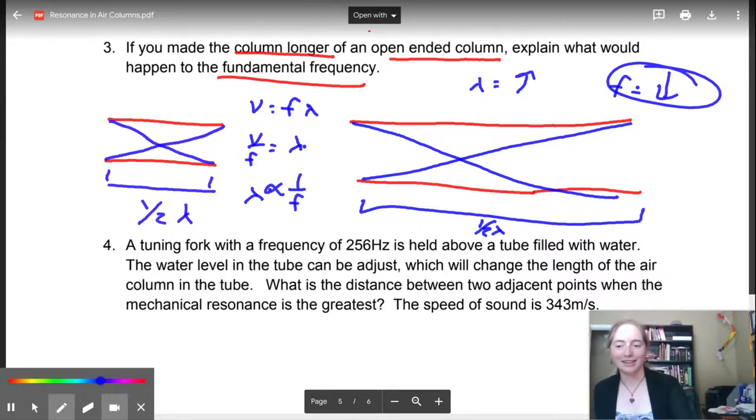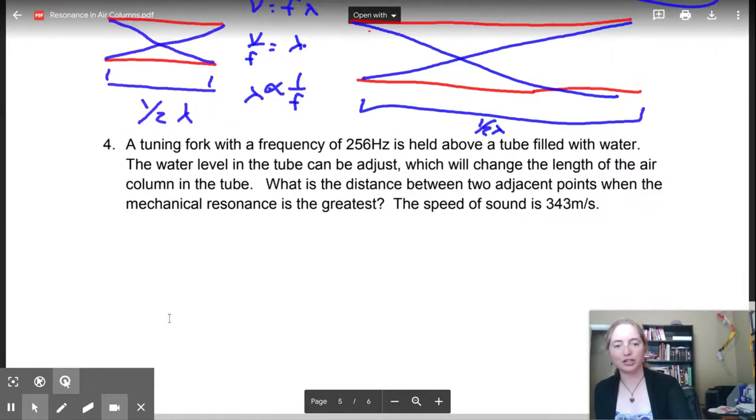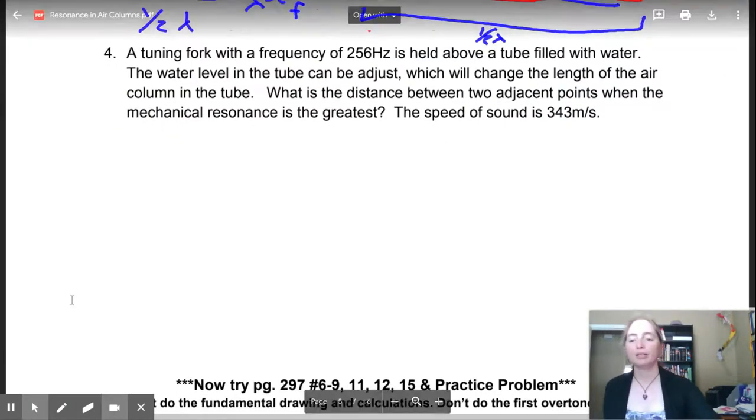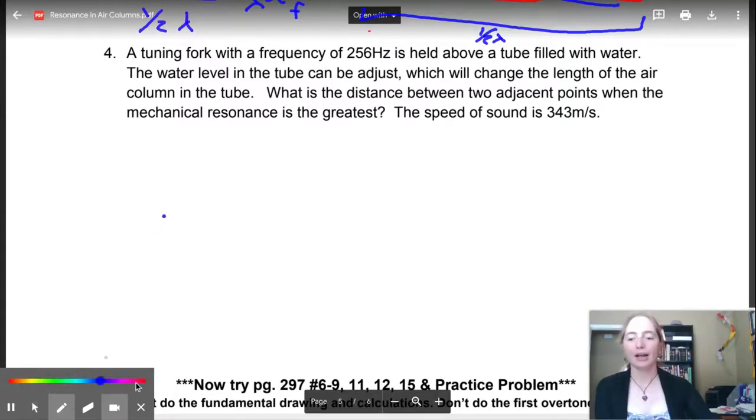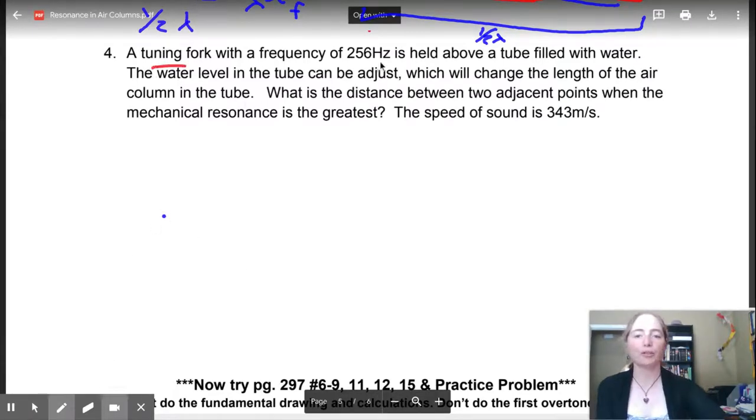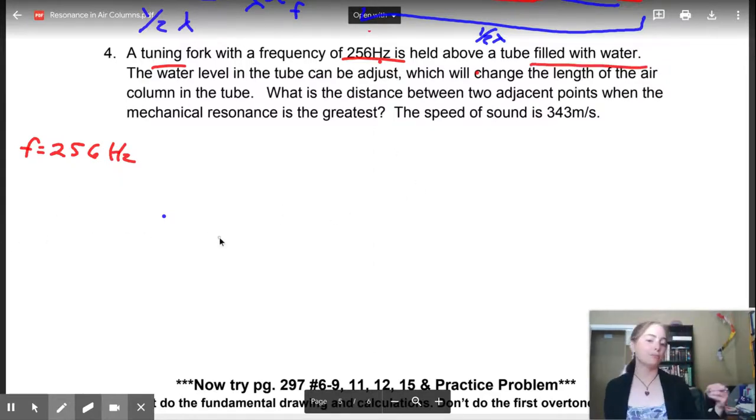All right, ladies and gentlemen, last question on air tubes. For this one, a tuning fork with a frequency of 256 hertz is held above a tube filled with water. So that means it's a closed-ended tube. The water level of the tube can be adjusted, which would change the length of the air column in the tube.